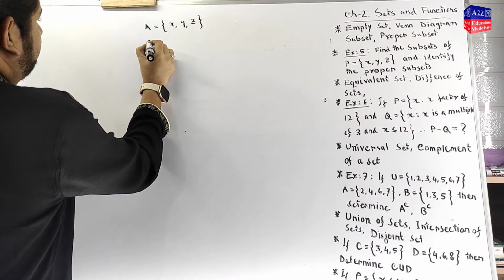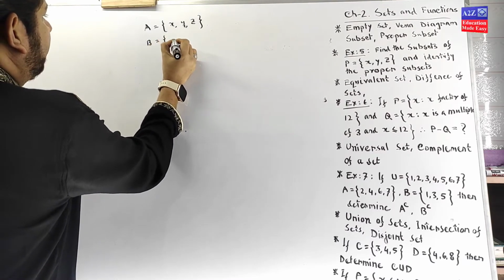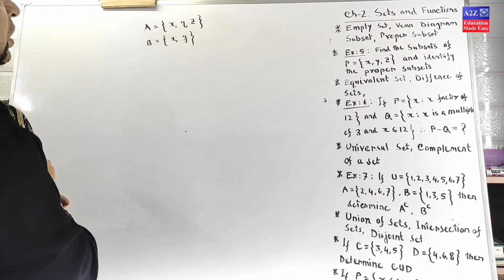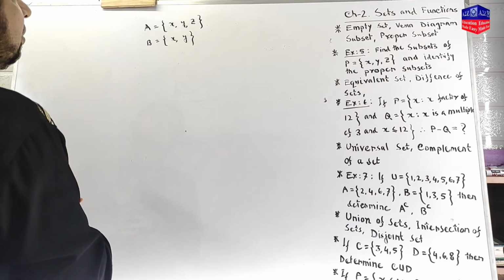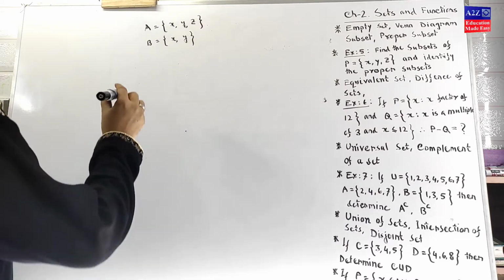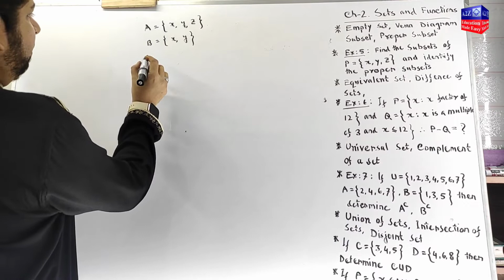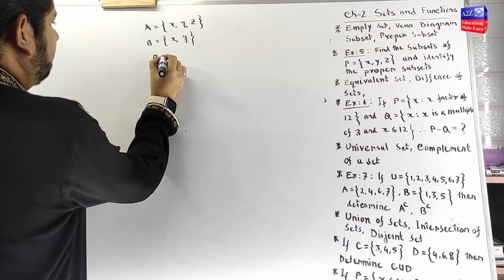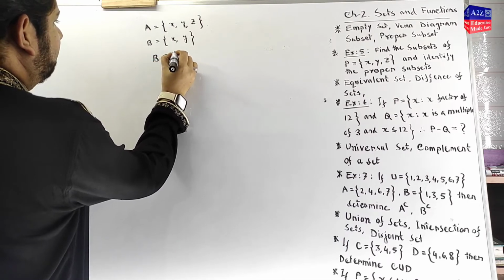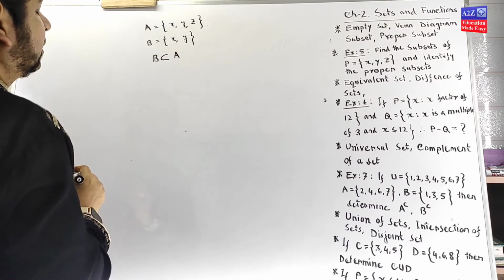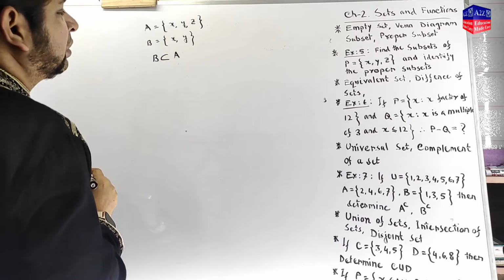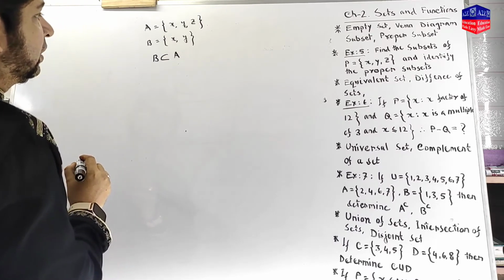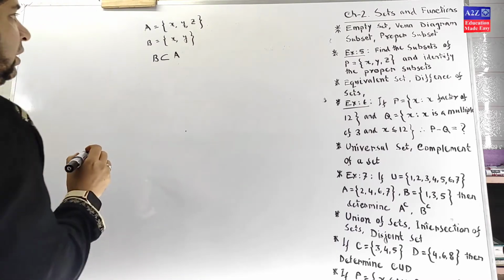Say B is a set of elements X and Y. This will be the proper subset of A. Since B is the proper subset of A, it will be denoted by B is a proper subset of A. Since B contains 2 elements and the original set A contains 3 elements, 2 is less than 3, so B is a proper subset of A.